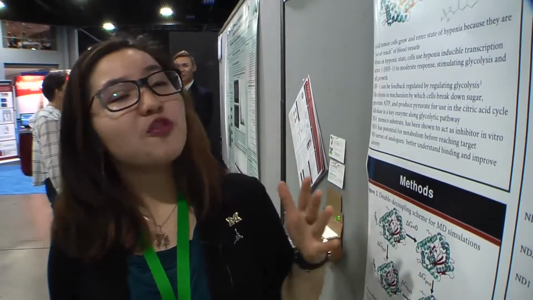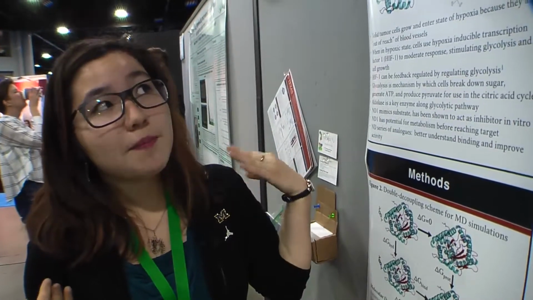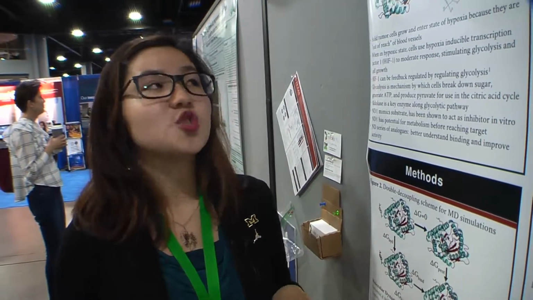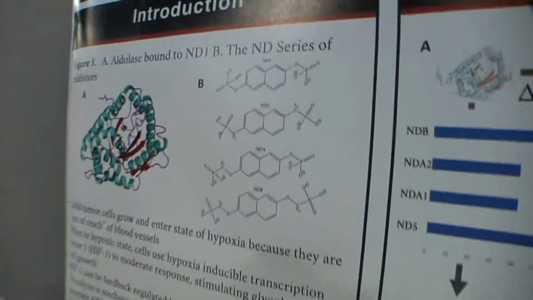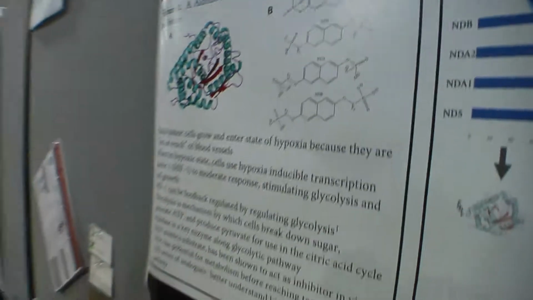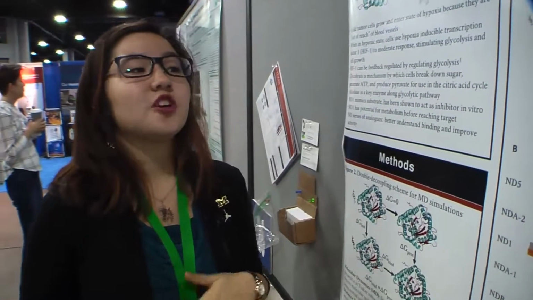So about halfway along the glycolytic pathway lies aldolase, which is an enzyme that breaks down fructose into two smaller components. Back in about the 70s, they started characterizing several different inhibitors. One of those was naphthalene-diol 2,6-bisphosphate, which we call here ND1. And this mimics the substrate, and it's been shown to act as an inhibitor in vitro, but in vivo it would quickly be metabolized and would be broken down before it could even reach its target.